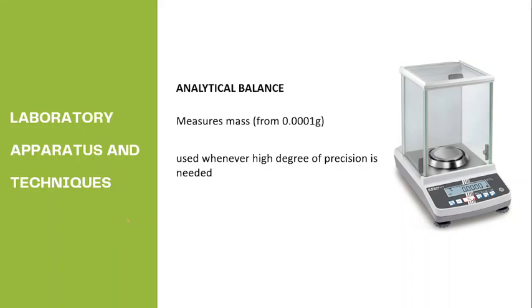Let us now head on to the laboratory apparatus and techniques that we will be using in our standardization. I know you are all very familiar with these techniques and apparatus, but let us just have a quick rundown of these techniques and apparatus. First, we will be using our analytical balance. Analytical balance is used to measure mass and is used whenever a high degree of precision is needed.